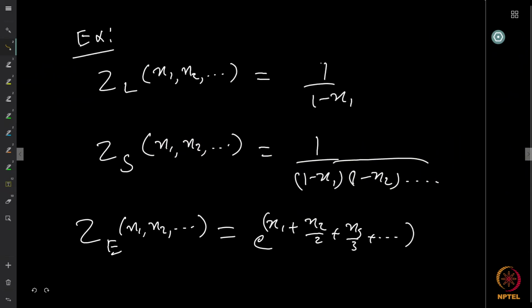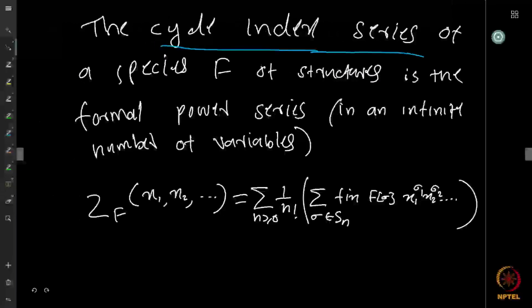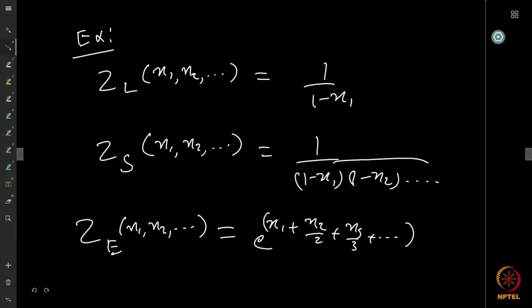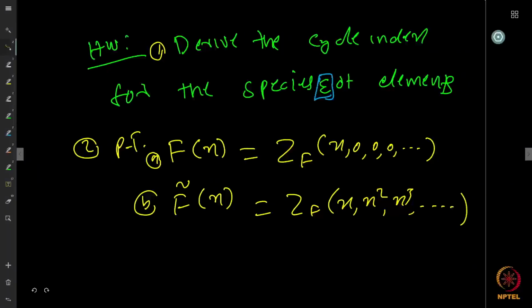Let's look at one example. Here, if you substitute, this is just x, so I will get 1 by 1 minus x, and that is precisely the exponential generating function for the linear orders. Then f tilde of x you can also obtain from the cycle index. The cycle index contains much more information than the exponential generating function and the type generating function, because you can get both of these directly by simple substitutions. For example, f tilde of x is ZF of x squared, x cubed, etc. So you just replace xi with x raised to i in ZF, and you will get f tilde of x. So the type generating function can be computed.